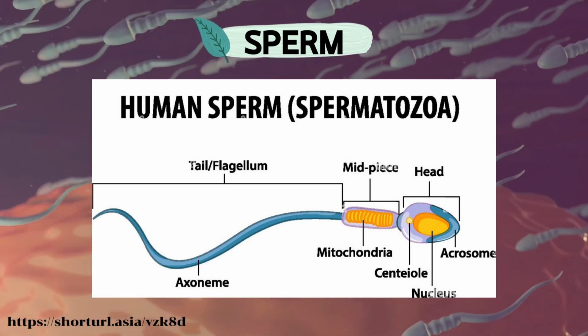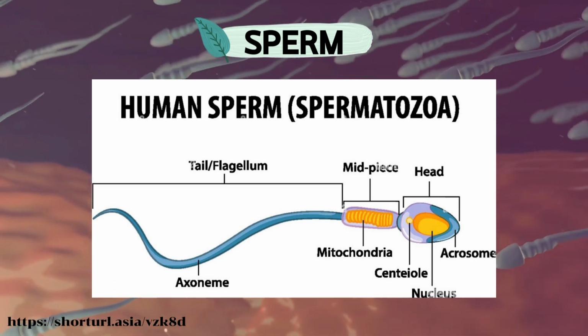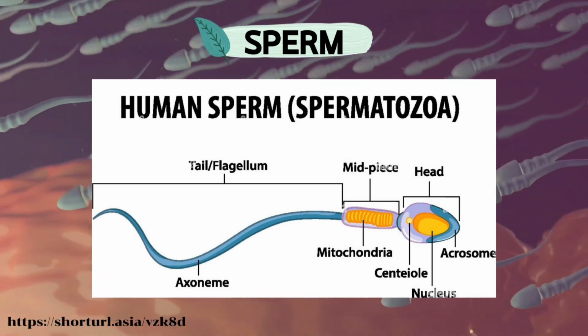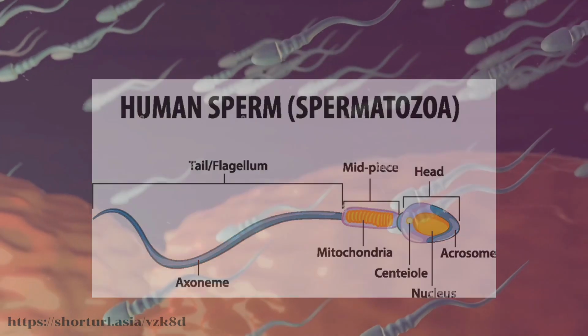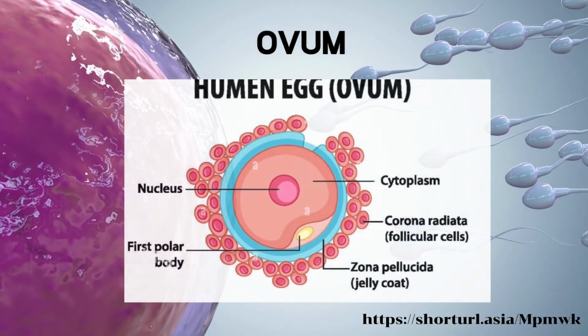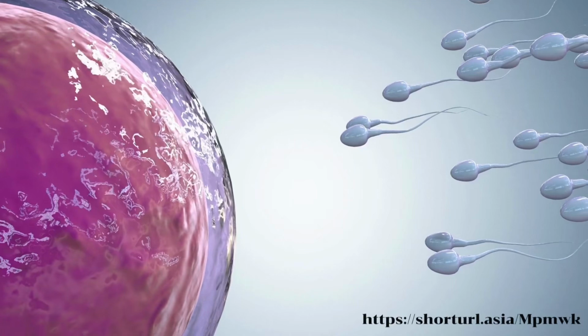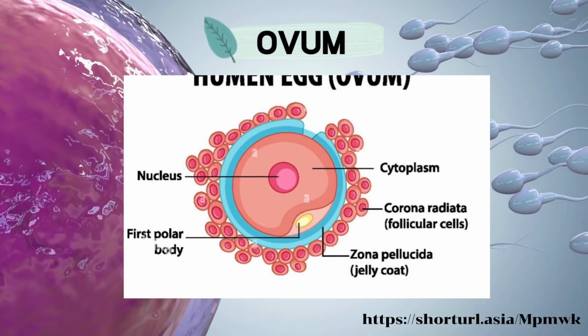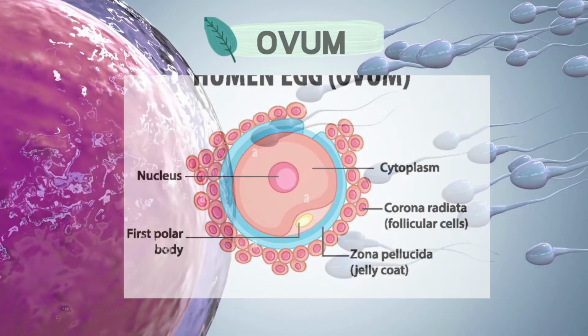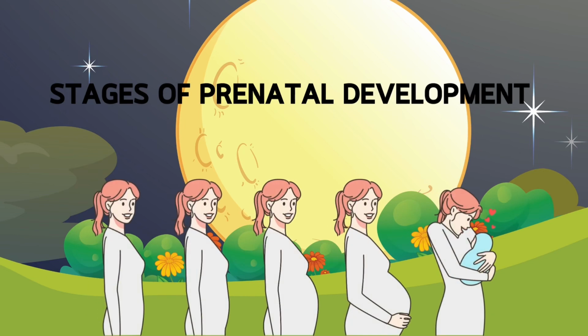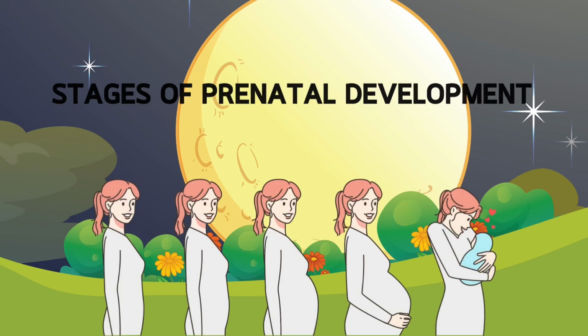The sperm have to reach the uterus and the fallopian tube in order to fertilize a woman's egg. The ovum, or egg cell, is a non-motile female gamete that is penetrated by a motile sperm during fertilization and results in the formation of the zygote. Prenatal development is divided into 3 periods.